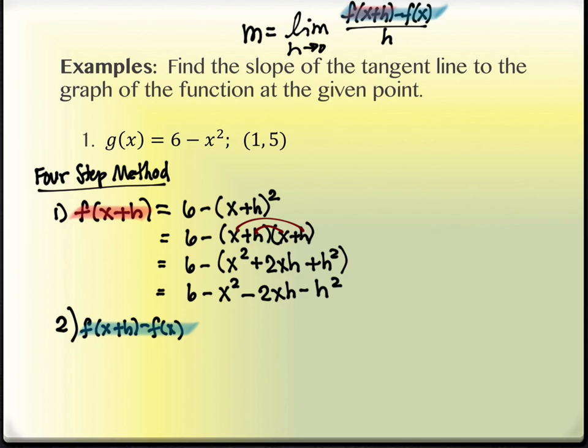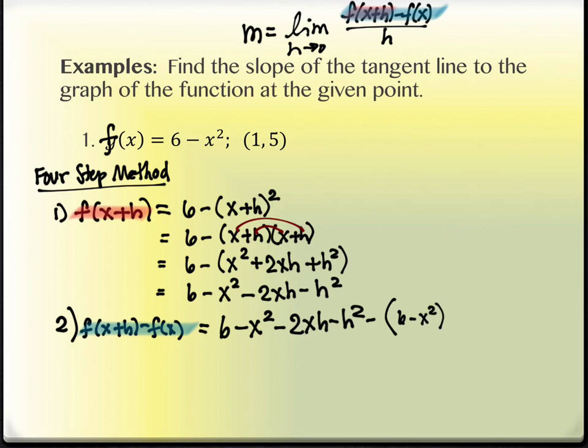So I take what I just did, 6 minus x squared minus 2xh minus h squared, and I subtract f of x. I know I'm using f's, and this is g on my function, so let me just change it so that I'm not mixing notation. We'll call this f now. So I subtract off what I was originally given for my function, which is 6 minus x squared.